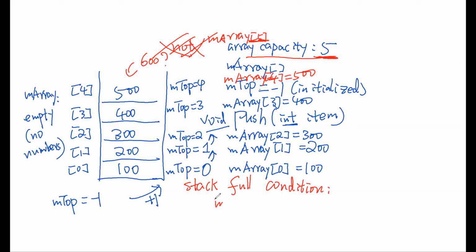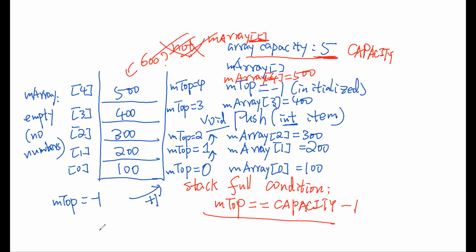So in this case, what is the stack full condition? It is your top index. When the top index is already what? Suppose we call the array capacity as capacity. It should be capacity minus 1. That's the full condition. What is the stack empty condition? It is when the top index is -1.